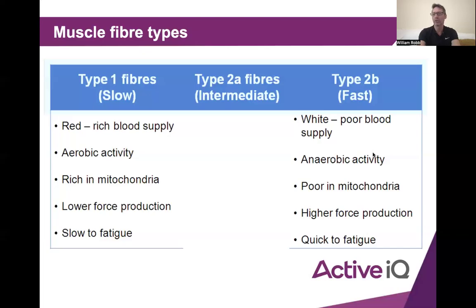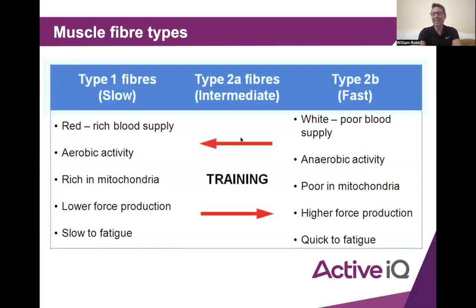So it's a short blast, short, sharp exercise with lots of power, as opposed to aerobic, low power, slow to fatigue. So if you're thinking about type 1 muscle fiber, and you're thinking about perhaps marathon runners, and then if you're thinking about type 2B, you're looking at power lifters, shot putters, where they need a one-off explosive movement, you'd be correct. So let's now look at intermediate.